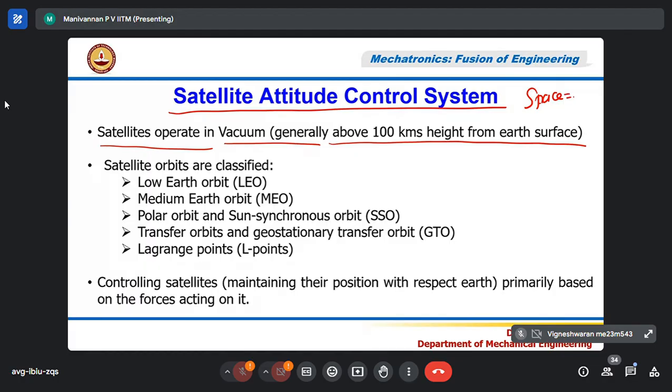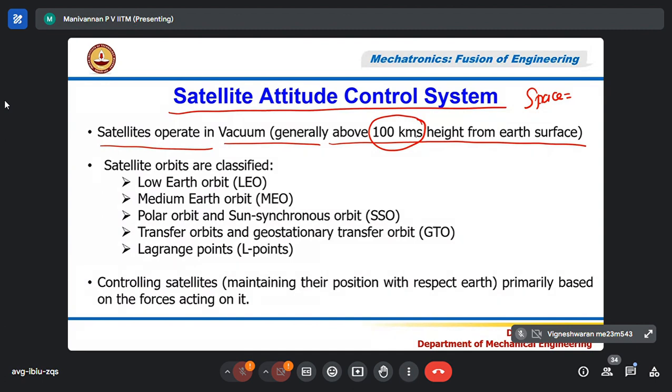Above 100 kilometers, the atmospheric air density becomes so low that it is considered a vacuum. Generally, we say space means there's no air. Correct? Air, water molecules, or dust particles are there up to 100 kilometer height only. Already it has been proven by measurement.